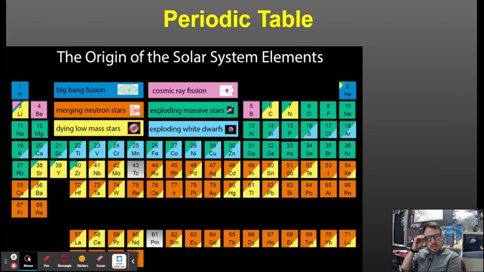So these are the origins of all of the atoms. You can see some of them came from the Big Bang: all of the hydrogen, a lot of helium, some lithium, but most of them came from stars going nova or supernova.